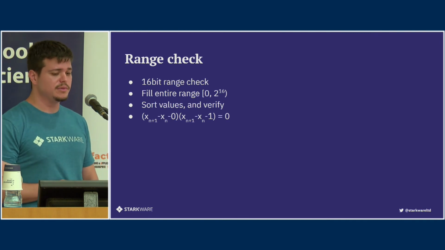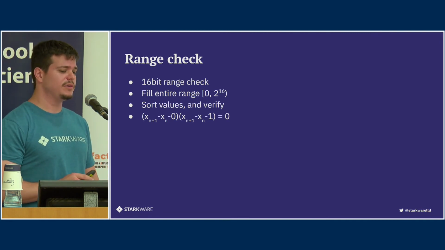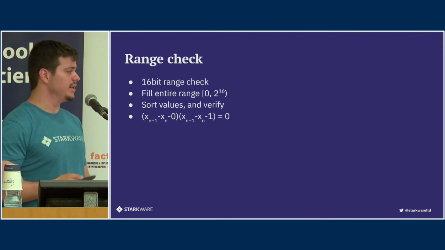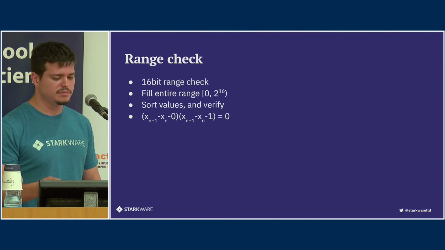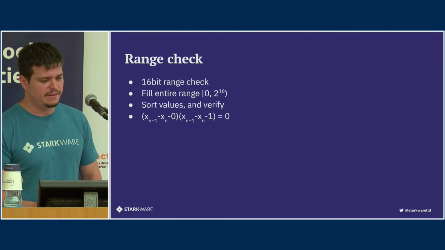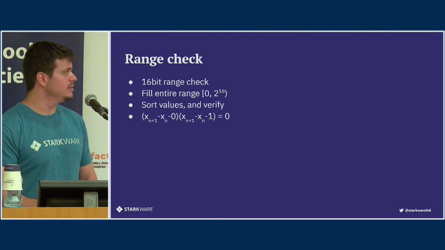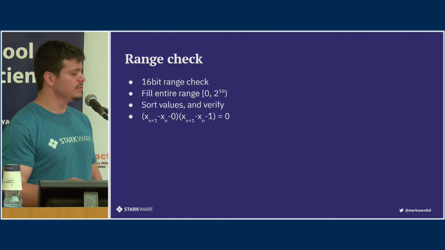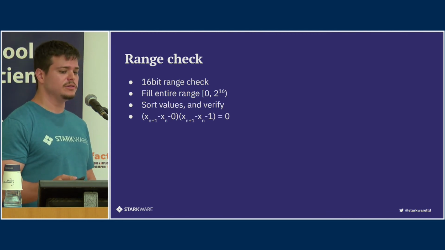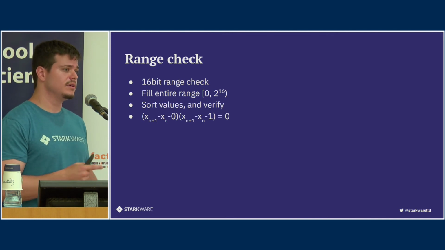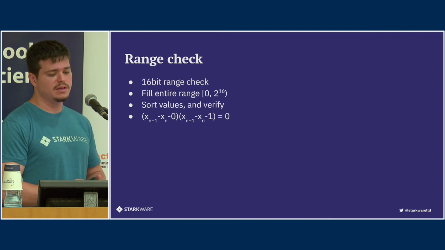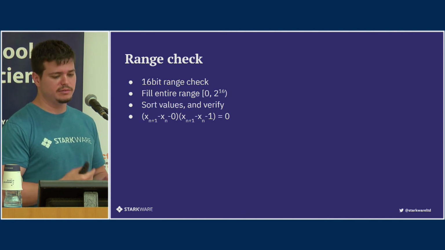We also need some range checks, verifying that some element is a number between 0 and 2 to the 16 minus 1. It's not very trivial to do this efficiently. Usually you'll need 16 cells to do this. Each one checks a bit, and then you have 16 bits, and you add them. But we want to do it with less.